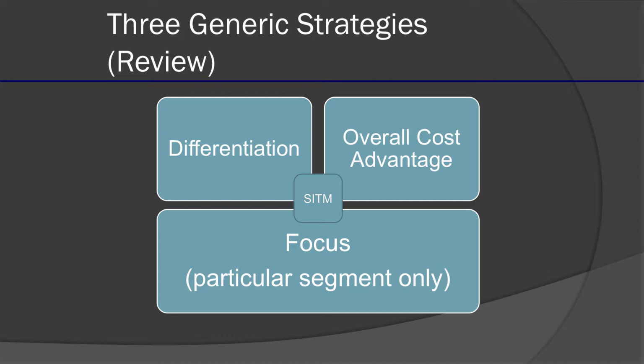We did also talk about how you can have a combination strategy, at least for a little while until it's imitated, where you can be differentiated and offer a low cost. And you should, of course, go after those supernormal profits, but then be prepared for imitation.